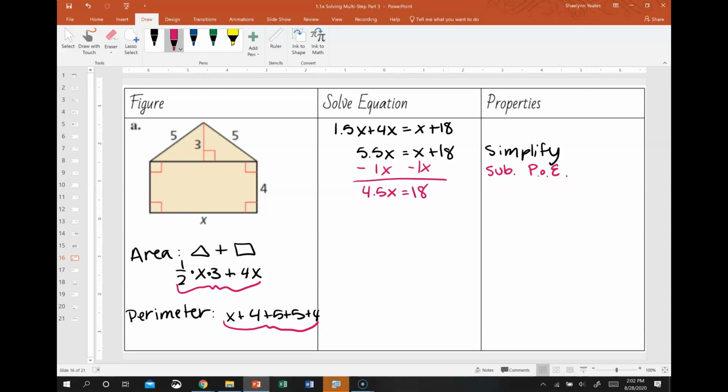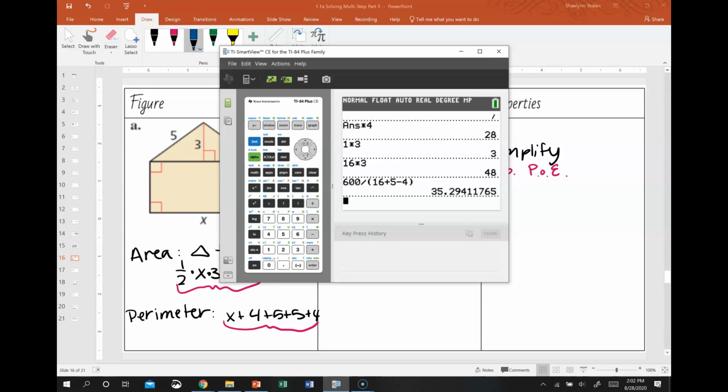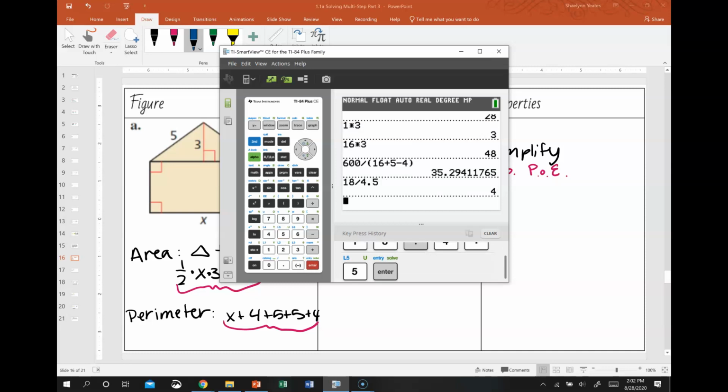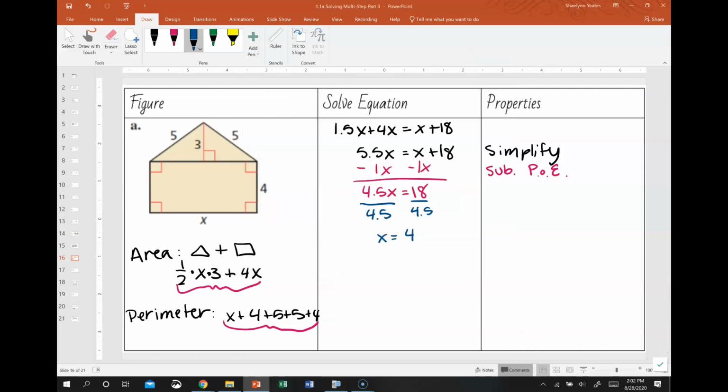Then from here we would need to divide both sides by the 4.5. So divide by 4.5, divide by 4.5, we get x equals 18 divided by 4.5. We get 4. And this is my division property of equality because we divided. This is my subtraction property of equality. And this was my simplify step. And I ended up with the answer of x equals 4.